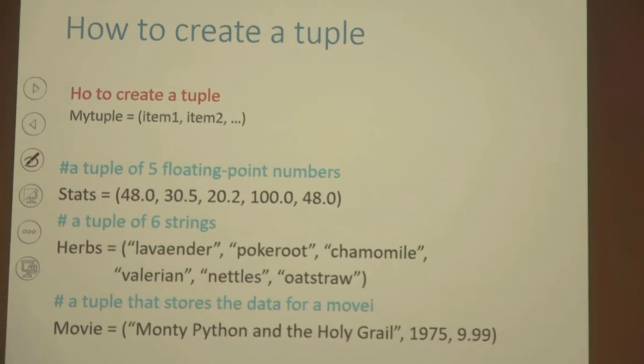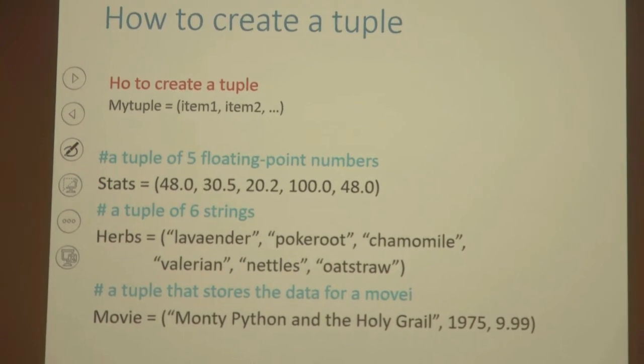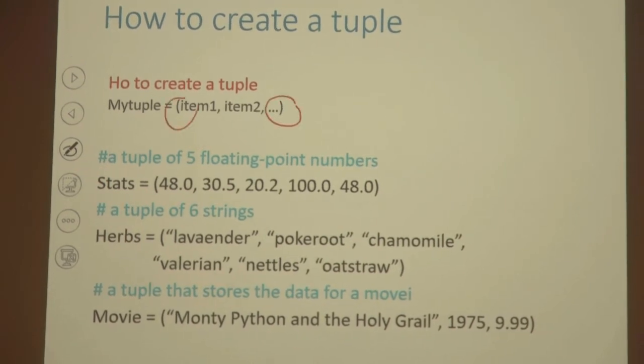So let's talk about tuples quickly. So tuples, when to create them, we don't use square brackets. We use round parentheses. Okay, what's the difference between tuple and the list? Basically, list we can change, tuple you cannot change, it's immutable. Okay, yes, exactly. So this is like a tuple with five floating point.